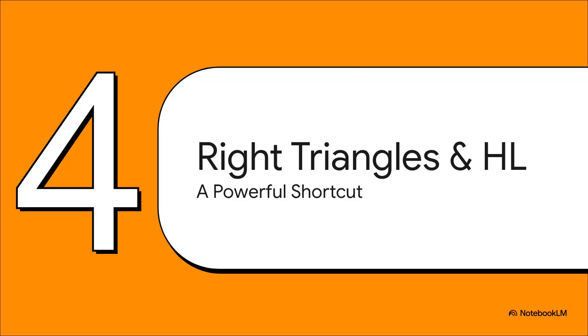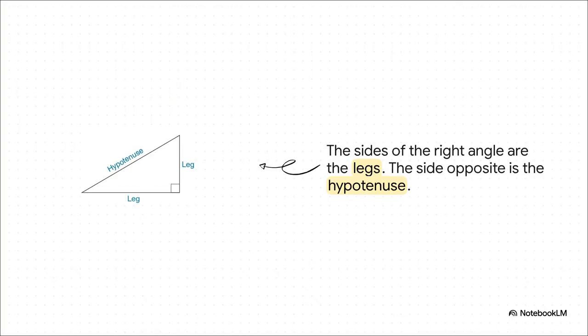Now, let's shift gears and look at a very special case. There's a powerful shortcut for proving congruence that applies only, and I really mean only, to right triangles. First, let's get our terms straight. In any right triangle, the ones with a 90-degree angle, the two sides that form that right angle are called the legs. And the side opposite the right angle, which is always the longest one, is called the hypotenuse.